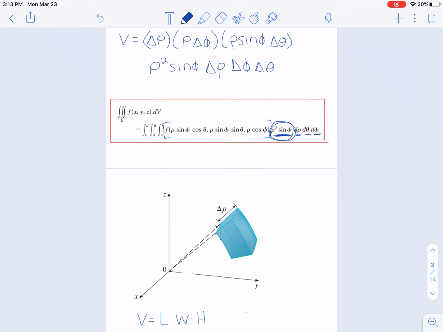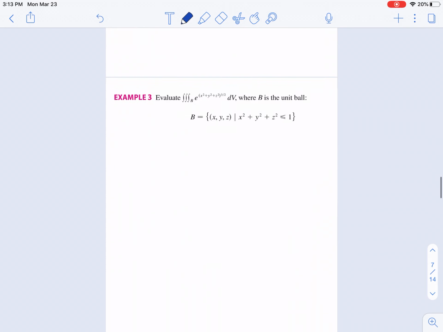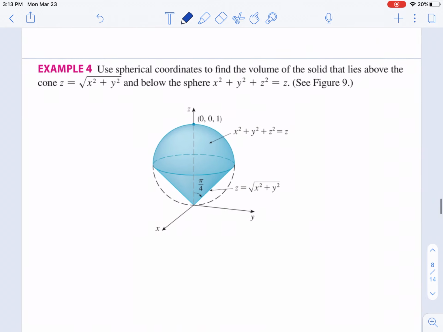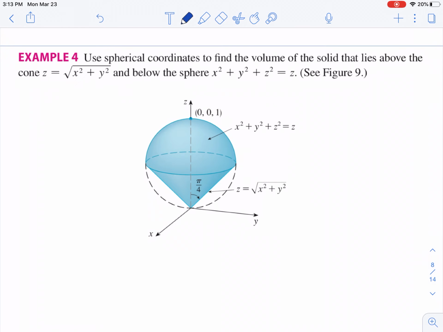And so we'll talk about some examples: how to integrate over a ball, and how to integrate and find the volume of something like this using spherical coordinates. So I'll see you guys soon. Hope this wasn't too long and was helpful, and we'll talk about any questions you have next class. Peace.